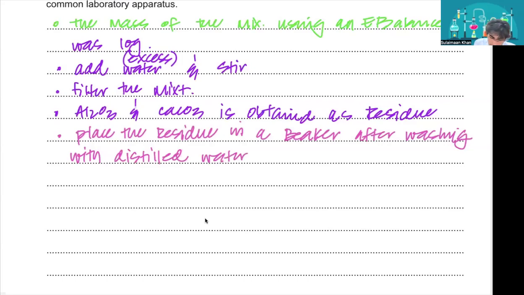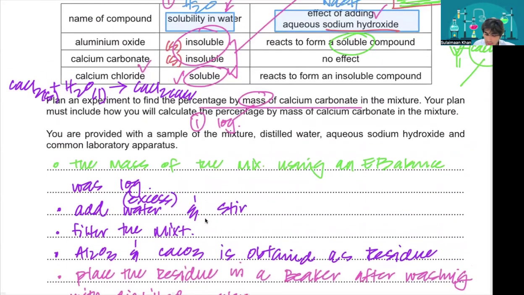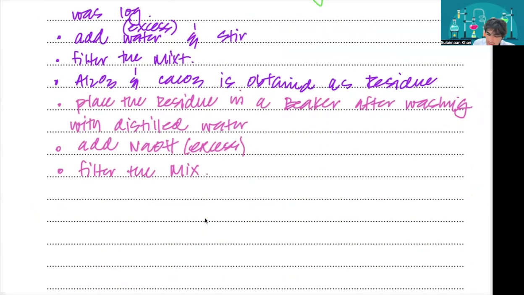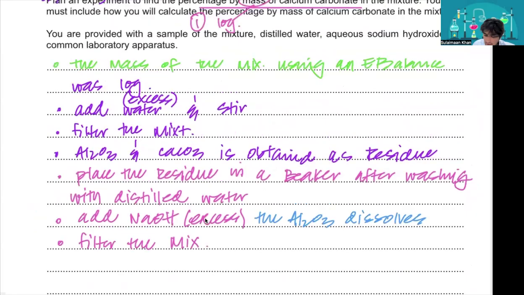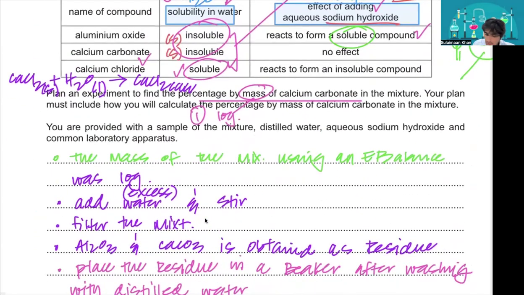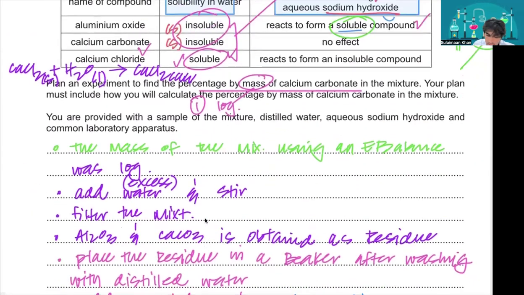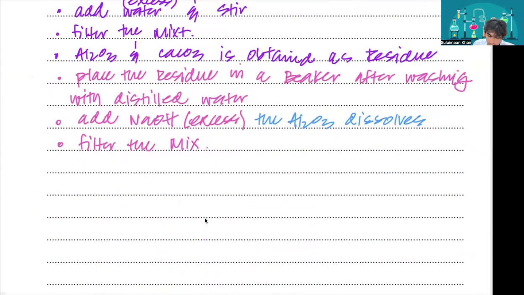Then once I've placed them in, I'll add excess sodium hydroxide, and then filter the mixture again. So it's literally just filtration. Once I add it, the aluminum oxide dissolves because you're performing the experiment. You're going to write that the aluminum oxide dissolves, it forms a soluble compound. You could take the wording from here. It forms a soluble compound, and calcium carbonate, there's no effect.